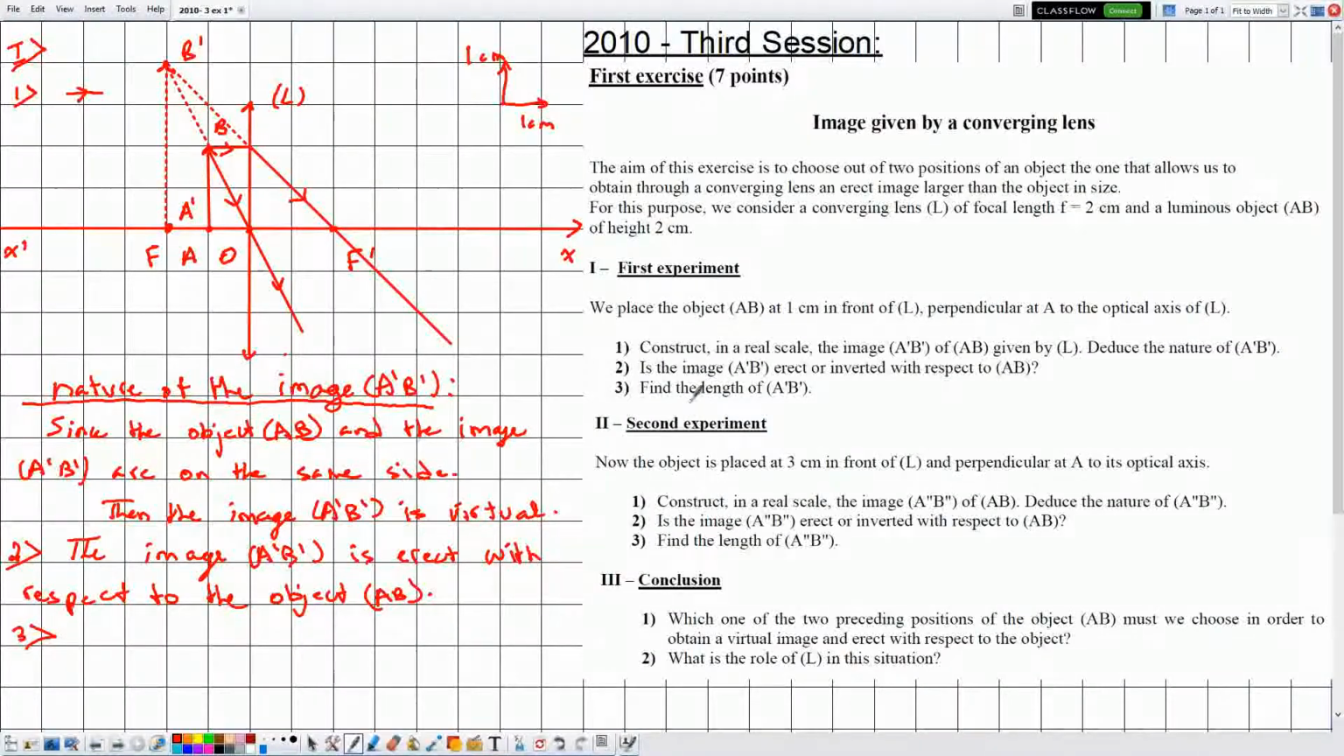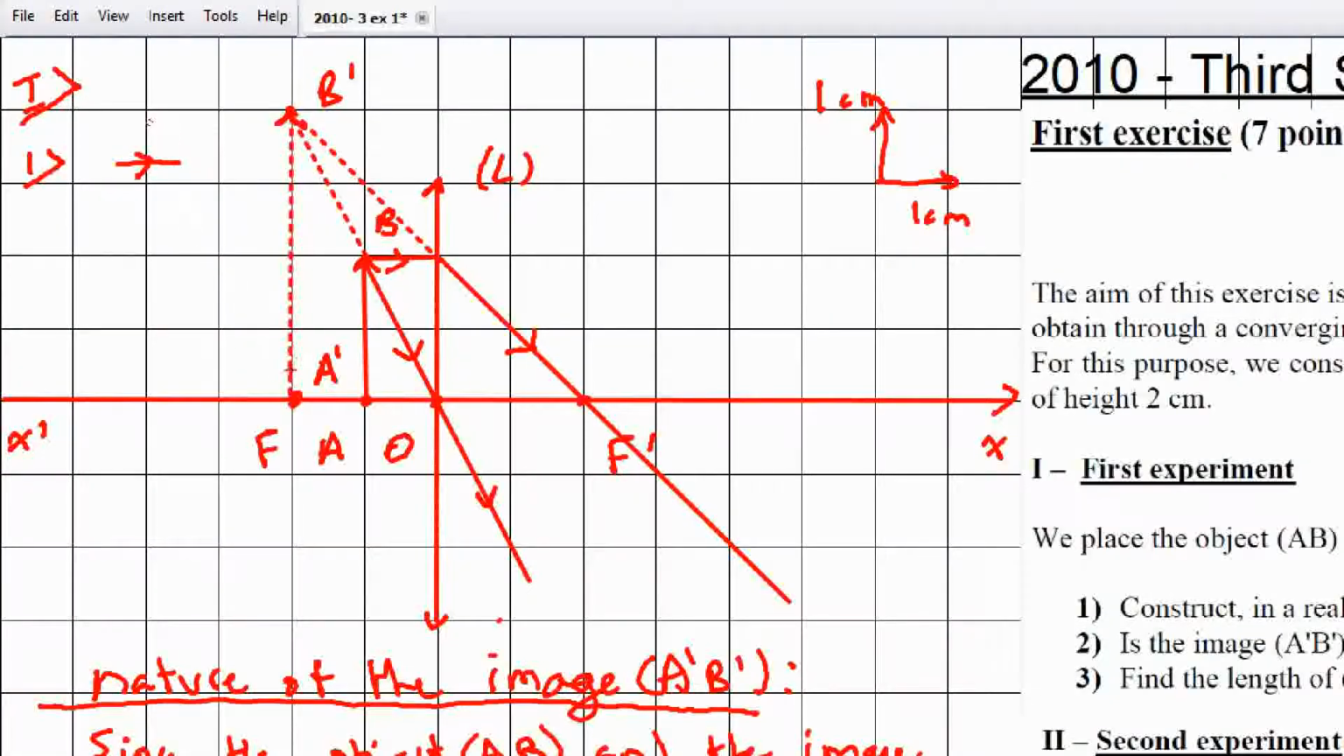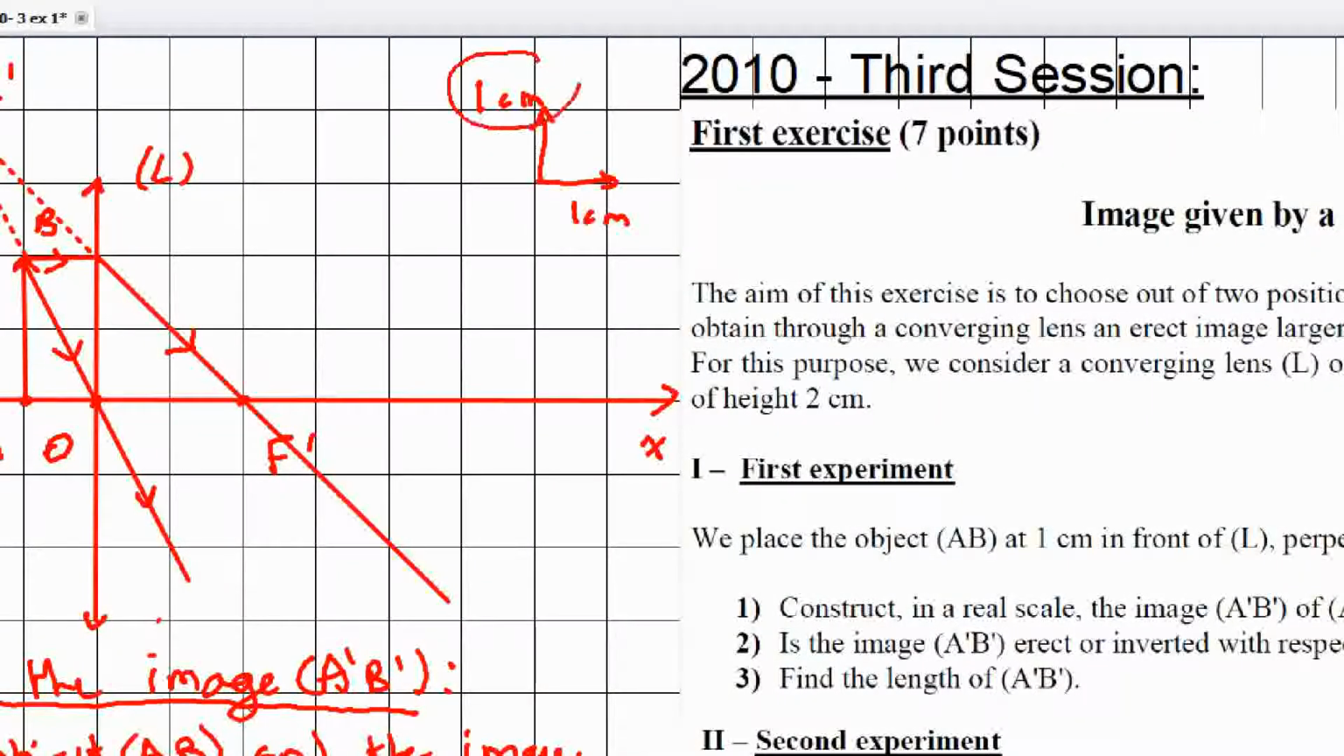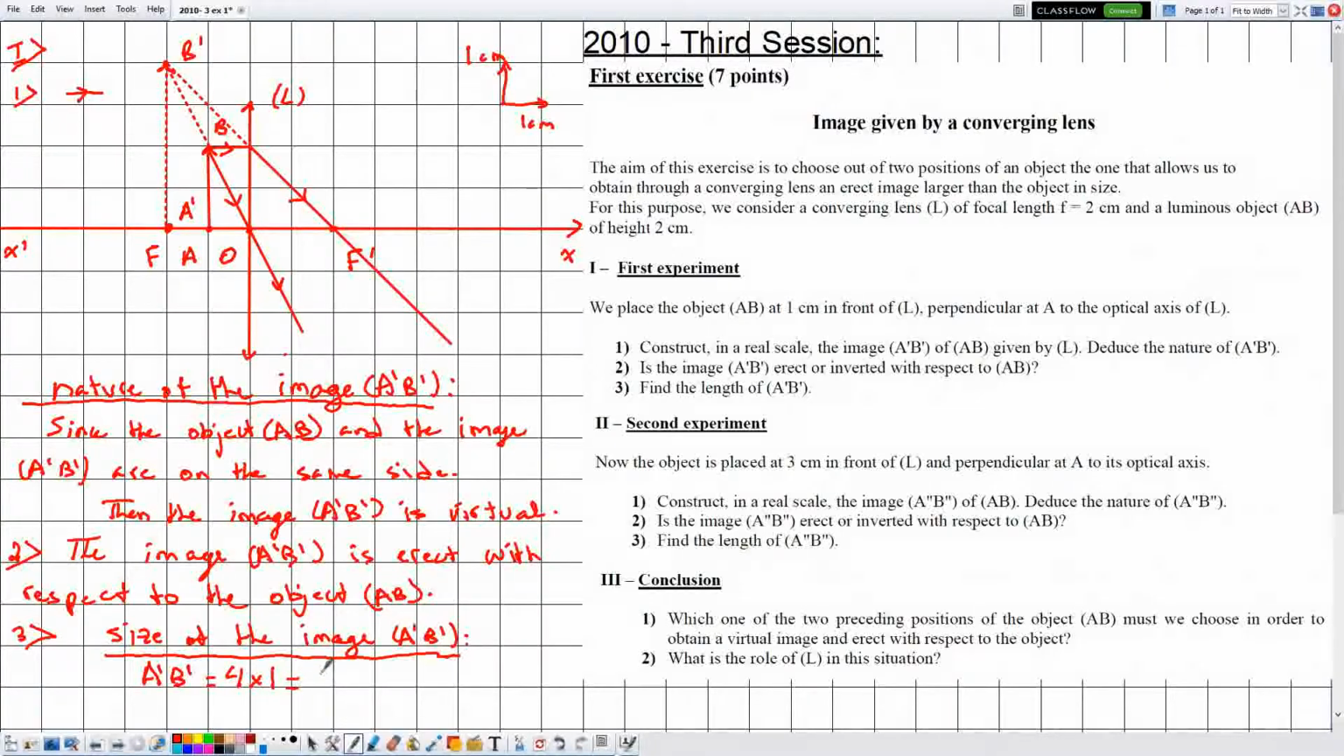Now in part 3 they are telling me find the length of A prime B prime. So the length, in other words, means the size of the image A prime B prime. Therefore let's calculate its size. Size of the image A prime B prime. Now notice that A prime B prime consists of 4 divisions. And we multiply by the scale along which you have counted the number of divisions, which is 1 centimeter, and this will give me 4.